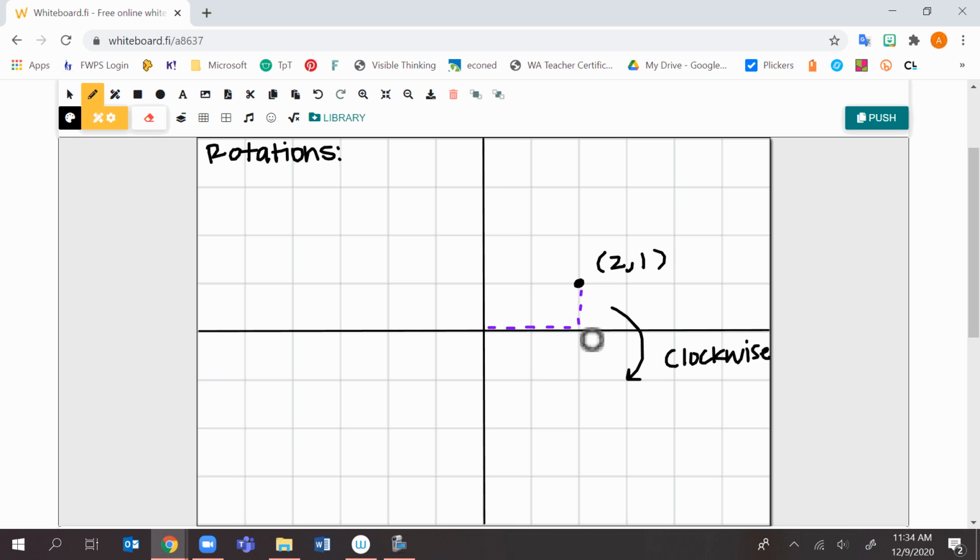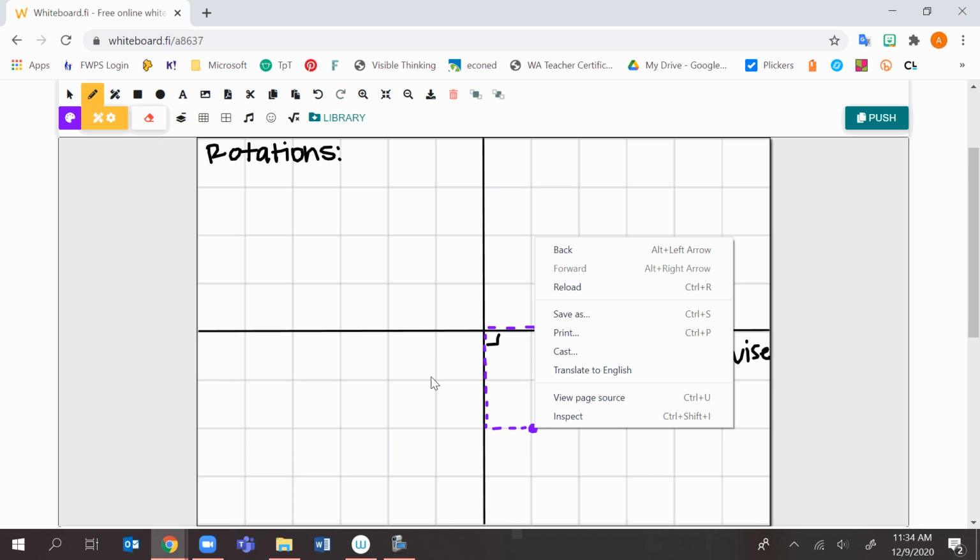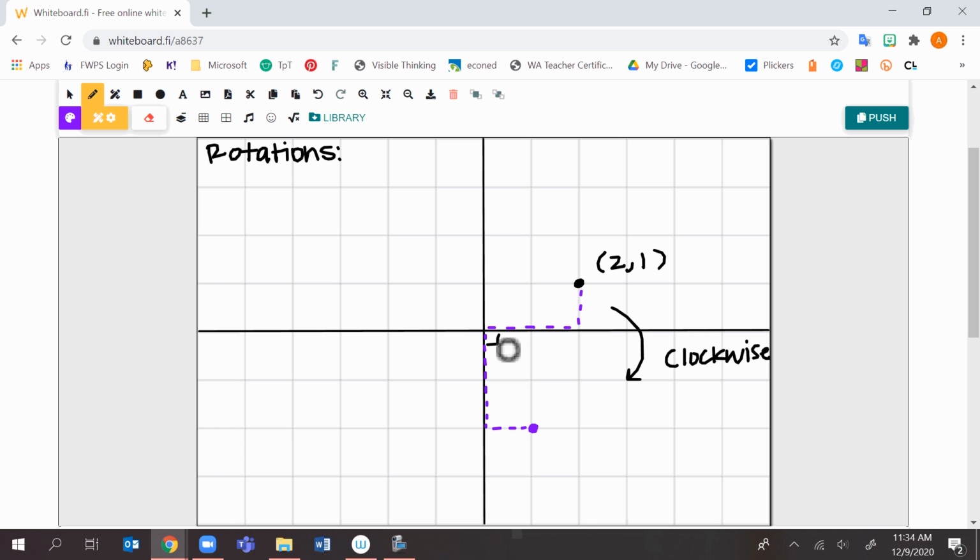So in order to bring this up 90 degrees, it will have to match up with this right here, my y-axis. So my hook is now going to look like this, going along my y-axis, and it's still going 2 that way, and then it's going to go across here 1. Okay, so clockwise rotation here happened, and my new point is 1, negative 2.